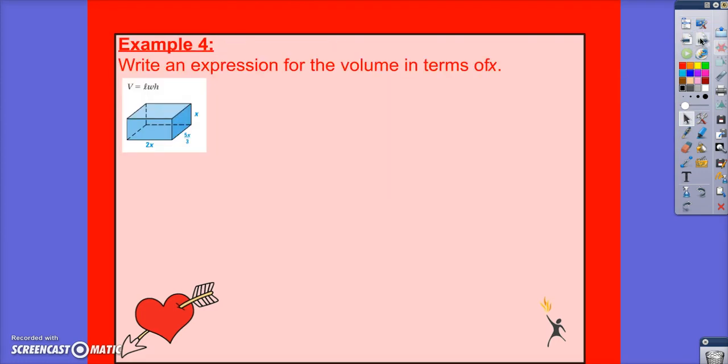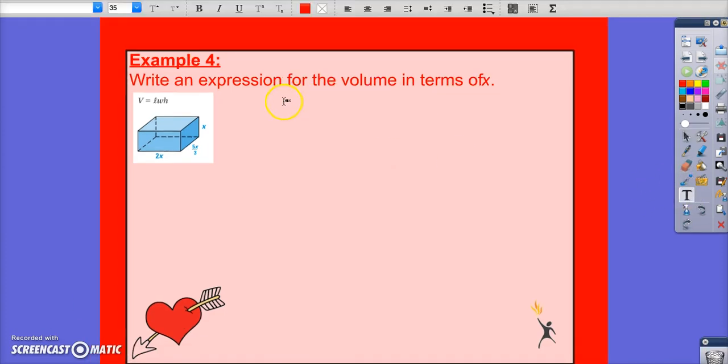All right, we have one last example here. Example 4, write an expression for the volume in terms of x. All right, so we know volume equals length times width times height. We're going to plug it in and simplify. Take a minute to do that for me.